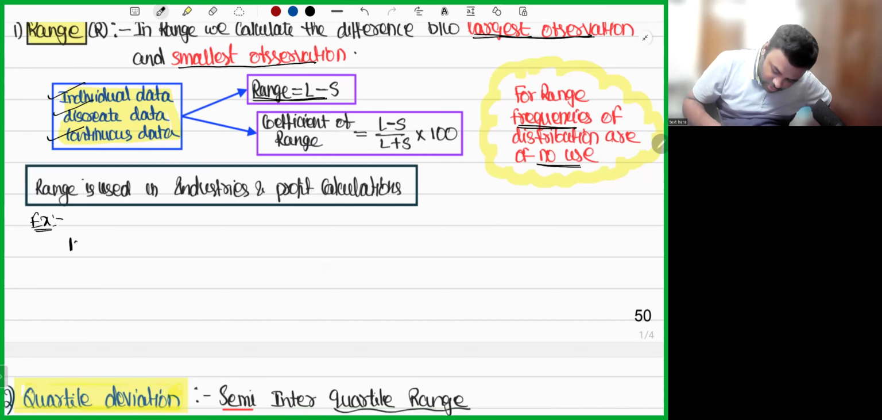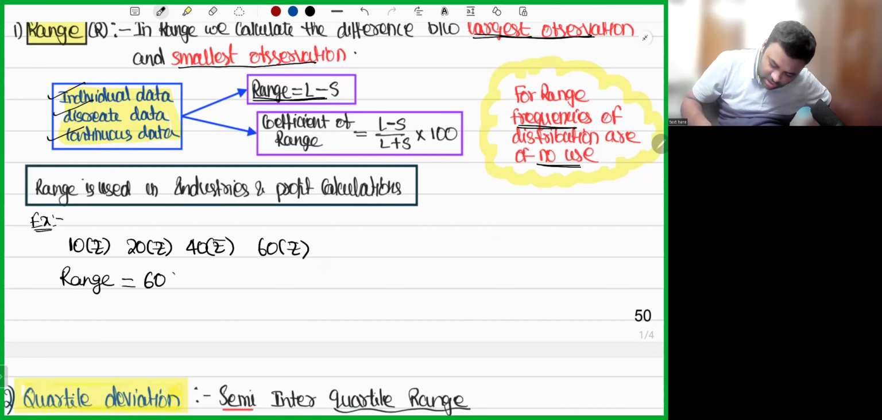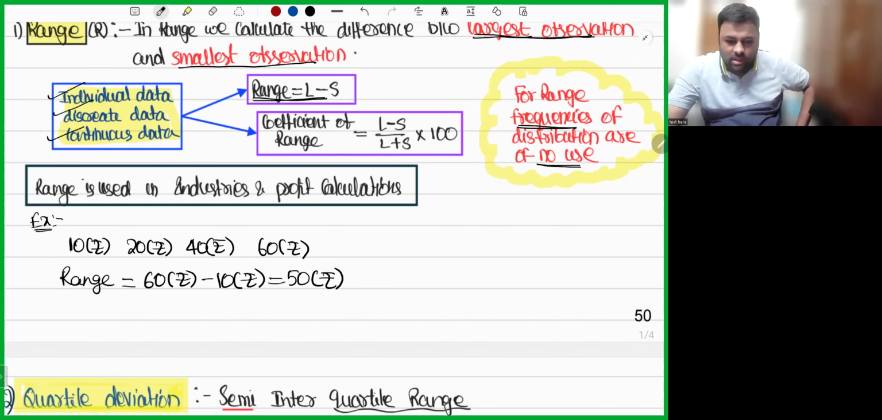I am having 10 rupees, 20 rupees, 40 rupees, and 60 rupees. What is the range, my dear friends? Range is the largest observation minus the smallest observation. It is 50 rupees. Now in the options, you will have 50 rupees, 50 percentage, none. Be careful. Range is an absolute measure, so you will write it in units.